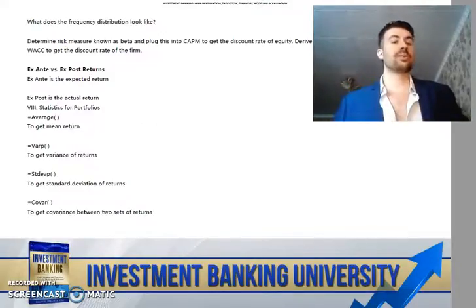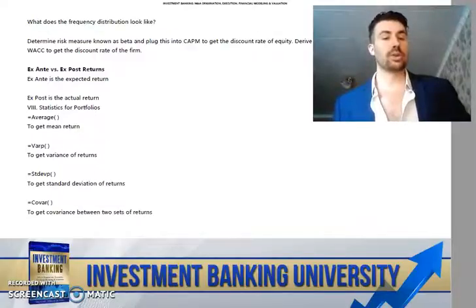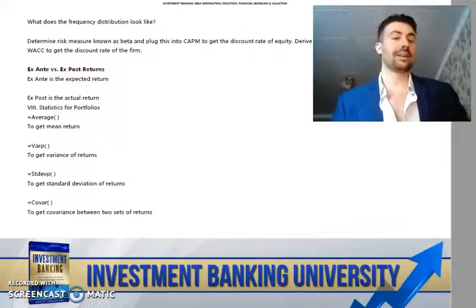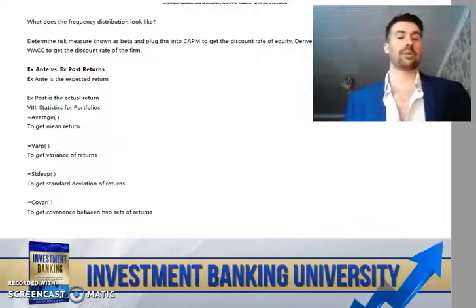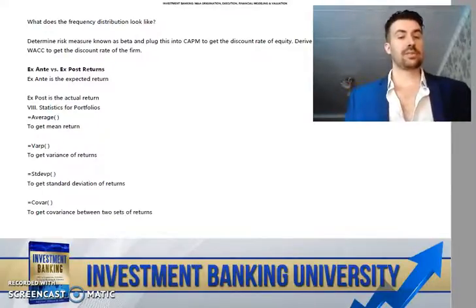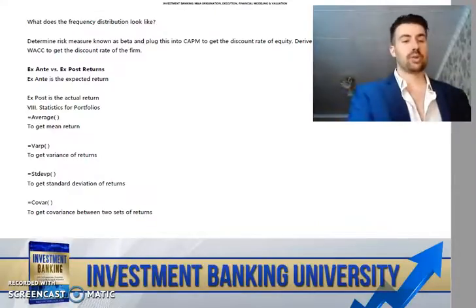What does the frequency distribution look like? That's a question we're asking. And we determine the risk measure known as beta and plug this into CAPM to get the discount rate of equity. We derive the cost of debt and then calculate the weighted average cost of capital to get the discount rate of the firm. So in terms of ex ante versus ex post returns, ex ante is the expected return. Ex post is the actual return.